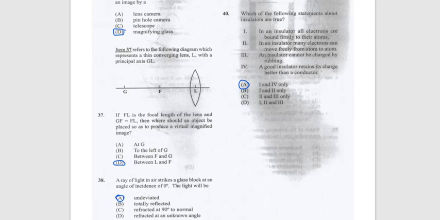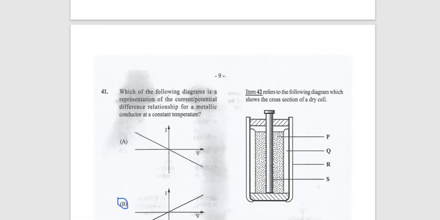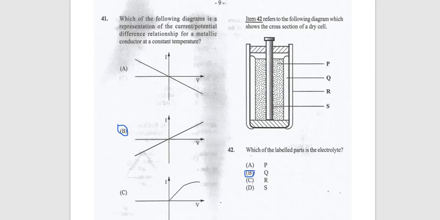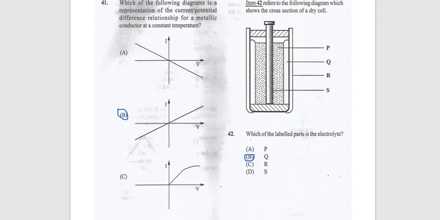A. And A entails an insulator. In an insulator, all electrons are bound firmly to their atoms, and a good insulator retains its charge better than a conductor. 41. Which of the following diagrams is a representation of the current potential difference relationship for a metallic conductor at a constant temperature? This would be B.